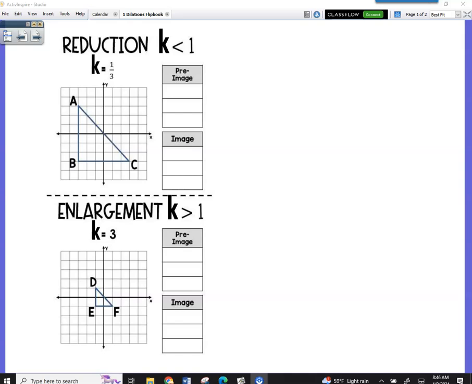This little flip book, on the front of the flip book, is giving you an example of each of the two types of dilations. There's only two scenarios. Scenario one is called, everybody read it out loud, reduction. Scenario two is called an enlargement.